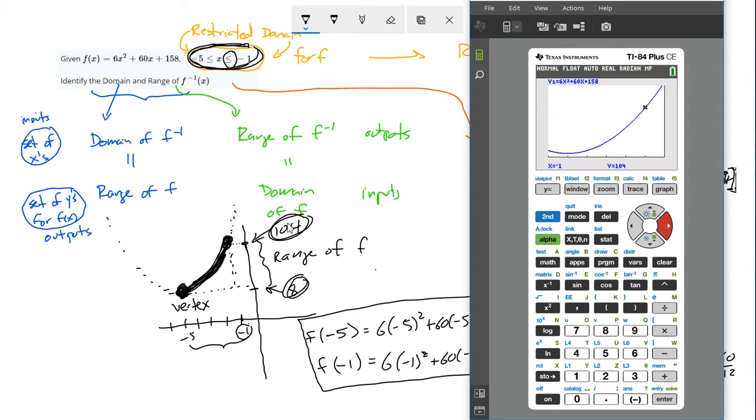Okay, so that proves that we have the correct graph, so we have the correct range of the function, which means we have the correct domain of the inverse function. Okay, and there we go.